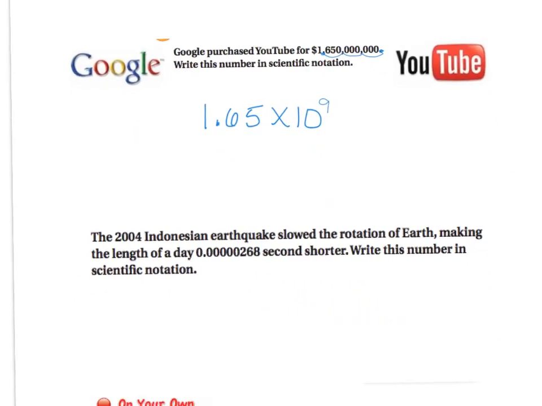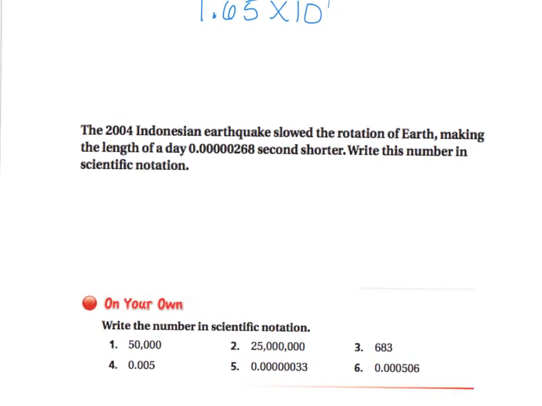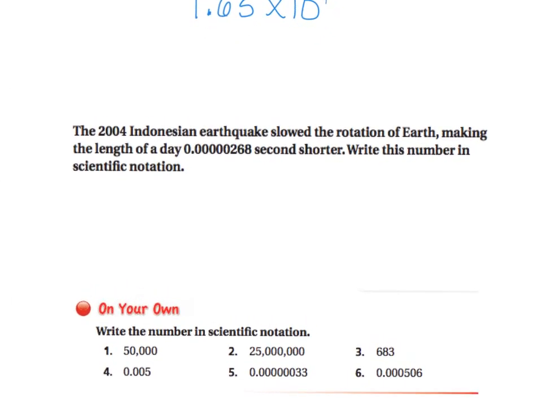Okay. And then we have this one. Now this is going to be a little bit different. So we're looking at this number right here. I need to write as 2.68. Again, I need one number in front of the decimal, times 10 to the.